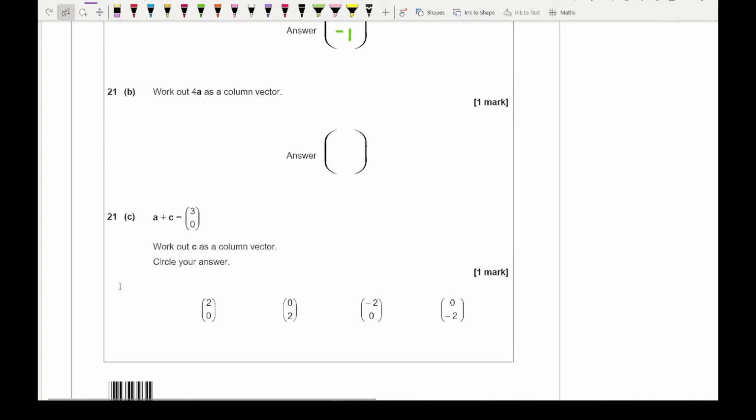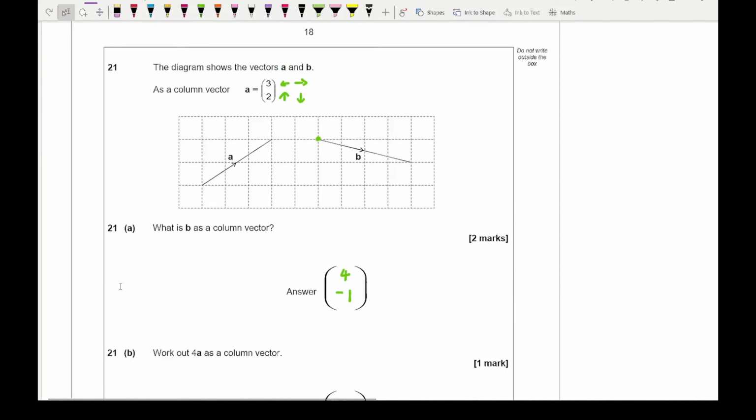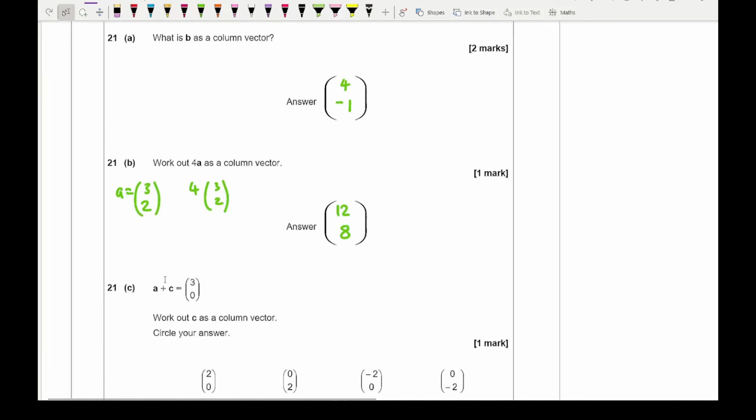For question 21, it says work out the column vector for 4a. So if a equals 3, 2, then 4 lots of 3, 2. Basically, what I need to do is just multiply each of those numbers by 4. So 4 times 3 is 12, and 4 times 2 is 8. So the answer for B is going to be 12, 8.